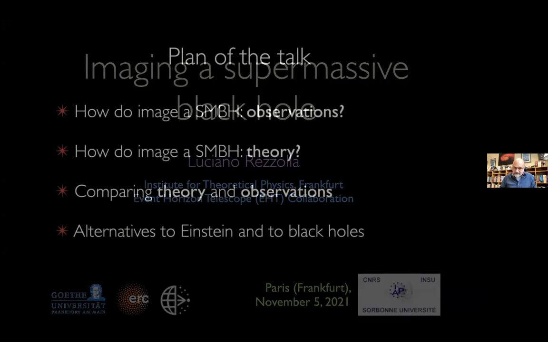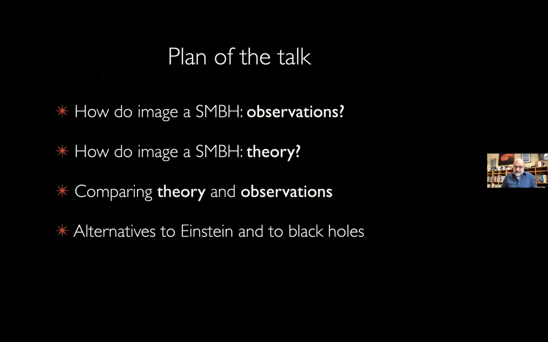So this is what I will tell you about. How do we image a supermassive black hole from an observational point of view? This may be useful for those like me who didn't know how you actually take a picture of a black hole from an observational point of view. And then I will tell you a little bit about how you do theory about this image and how you then compare theory and observations. And because I am a theorist, the doubt is always nurturing in me, I'll tell you about alternatives to Einstein and even to black holes, whether or not we should or must consider them.